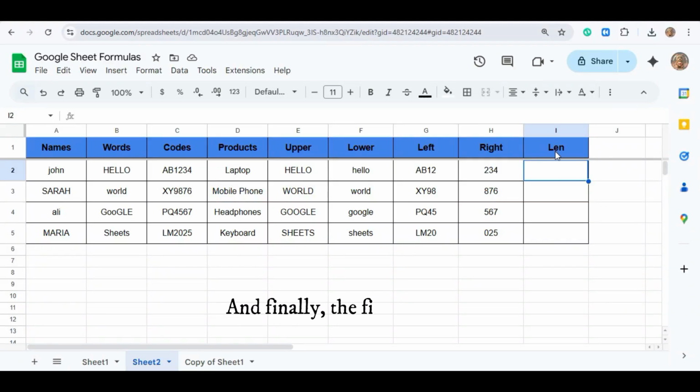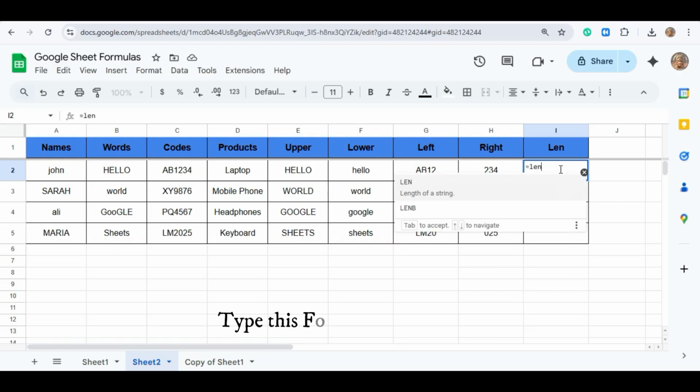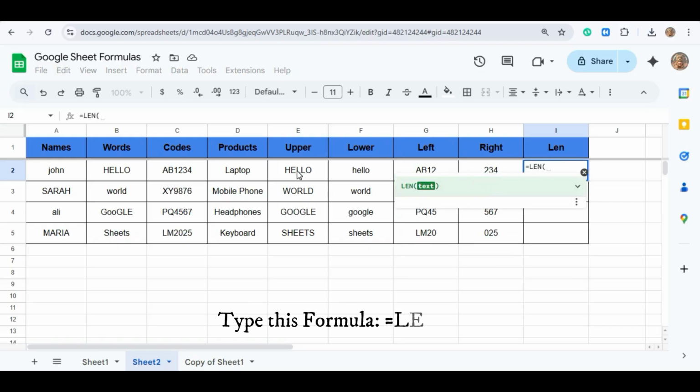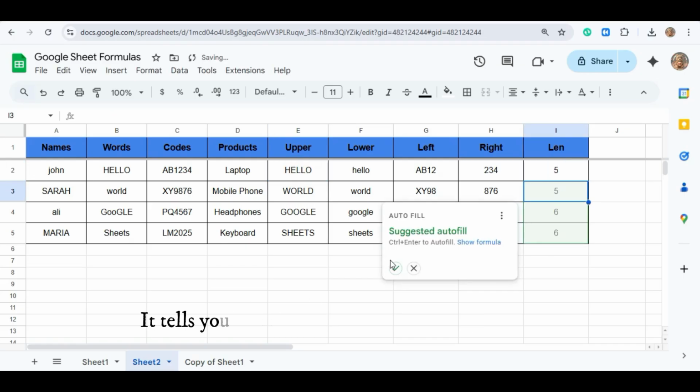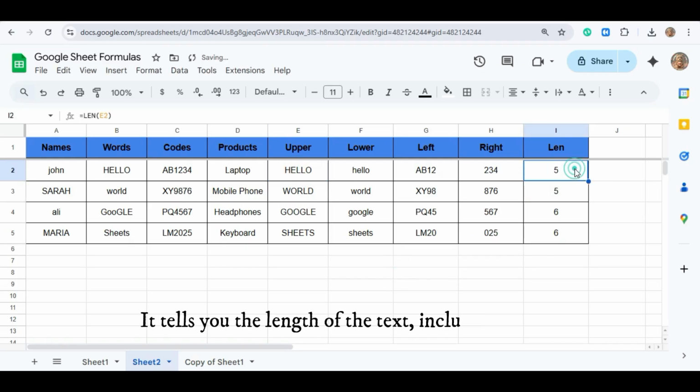And finally the fifth formula, LEN. Counts how many characters are in a cell. Type this formula. It tells you the length of the text, including spaces.